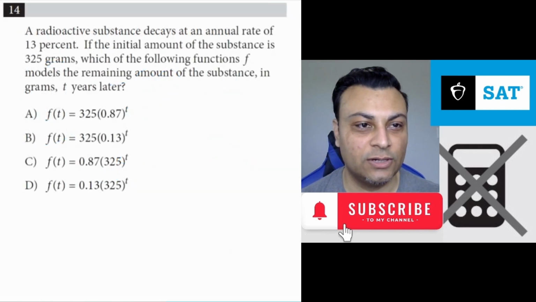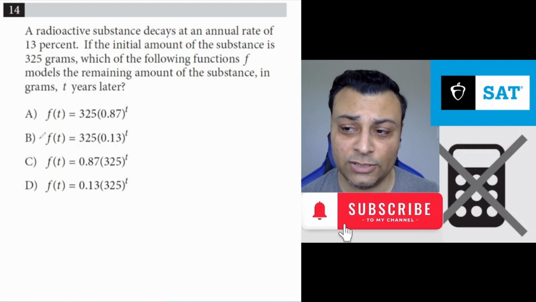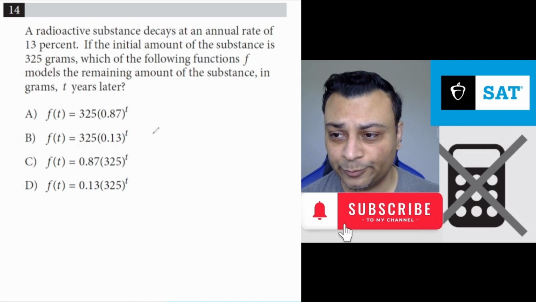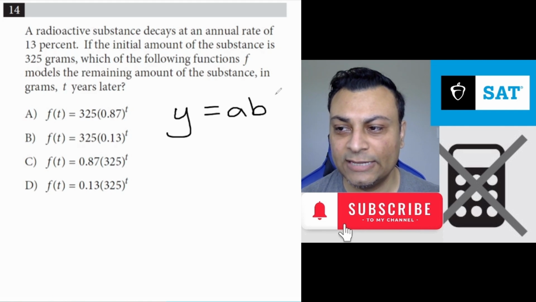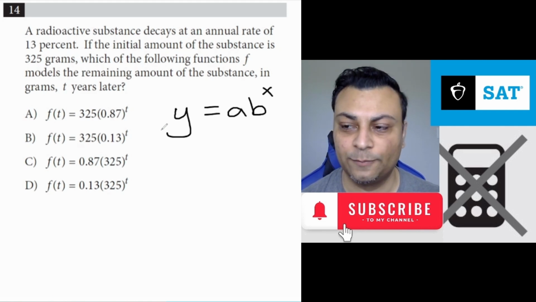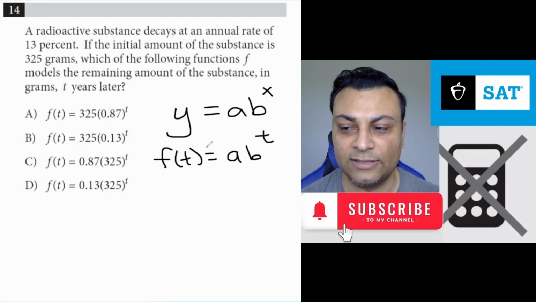Question 14 says, a radioactive substance decays at an annual rate of 13%. If the initial amount of the substance is 325 grams, which of the following functions f models the remaining amount of the substance in grams t years later? Okay, for these exponential equations, you would normally have y equals a times b to the x, and that's what they have here. It's just that they use f of t, and it's a times b to the t. That's all.